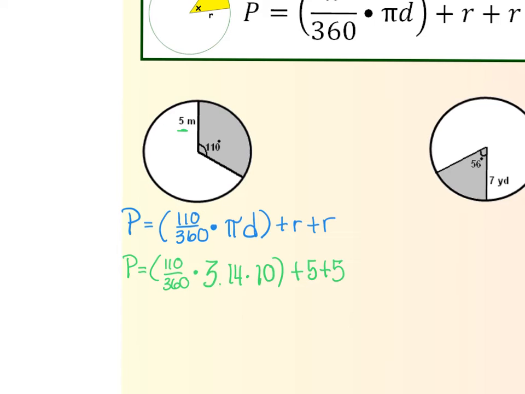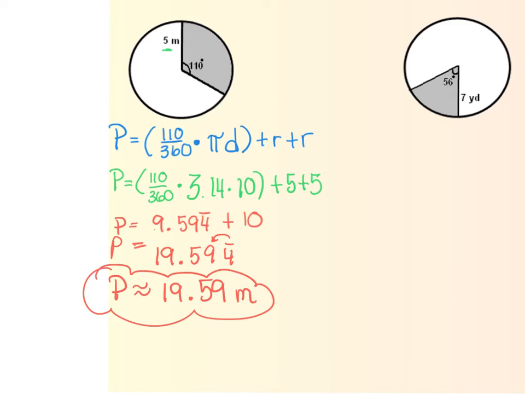Now I'm going to go ahead and calculate this out. So you can pause here, do it on your calculator, and see if yours matches mine. So you can see I had my perimeter is 9.594 repeating plus 10, my 2 radii. And when I put those together, I get 19.594444. And we're going to round that to the nearest hundredth. So the 4, I'm going to let it go, and I have 19 and 59 hundredths meters.